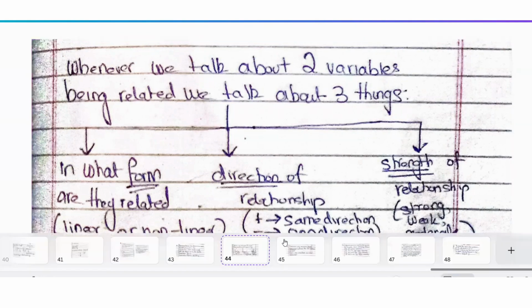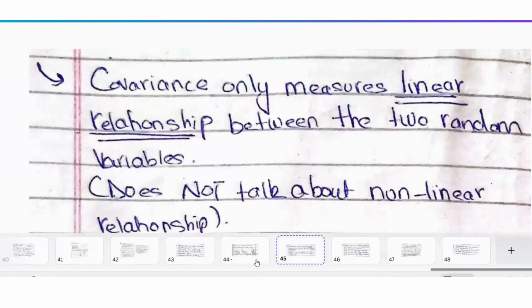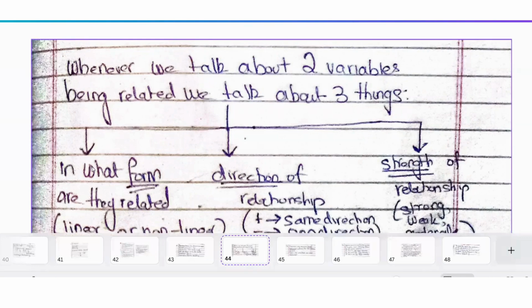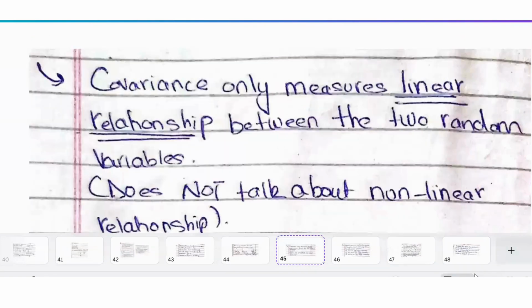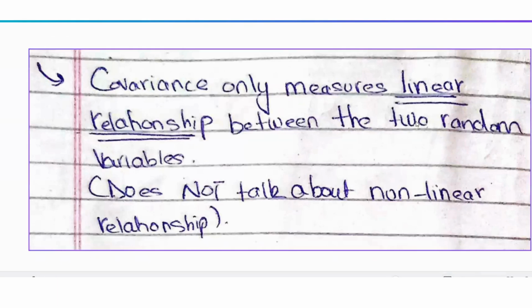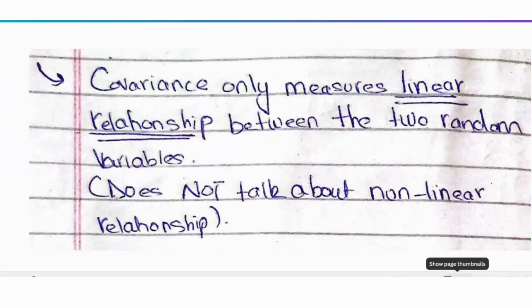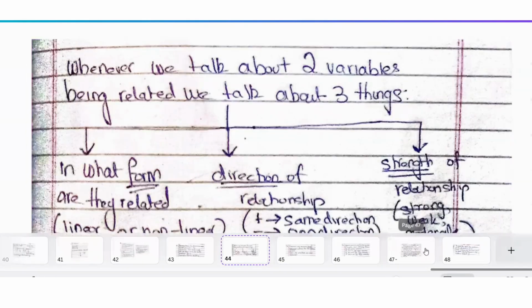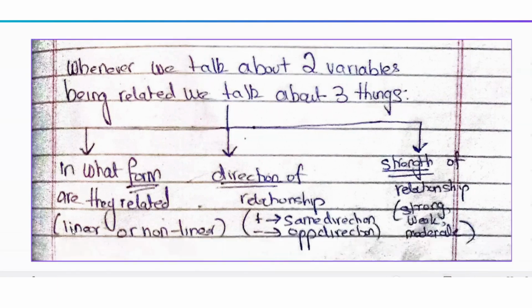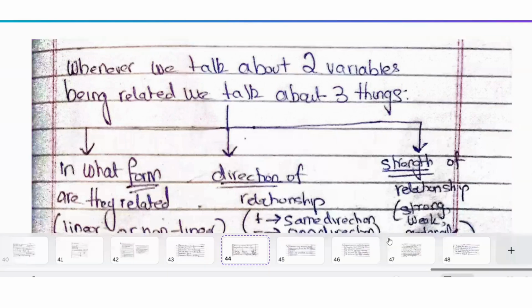So let's apply these to covariance. When we talk about covariance, the first thing we want to look at is the form it measures. Covariance only measures linear relationship between the two random variables. It does not talk about non-linear relationship. So whenever we're looking at the covariance between two variables, it's measuring the linear relationship between them. Covariance tells us nothing about non-linear relationship.